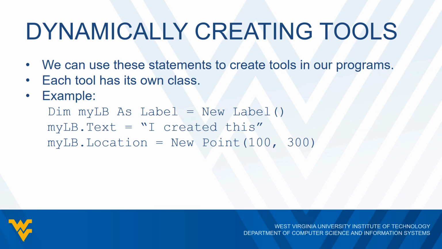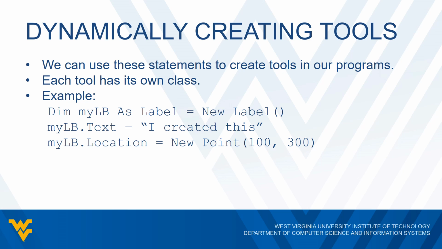And we initialize it to the constructor of the label class. So we say new label. There are no parameters or arguments that we would pass to the label constructor. That's fine. Not all constructors have parameters and arguments. So the first line will create a new object of the label class. And then the next line, we are setting the text property to say I created this.